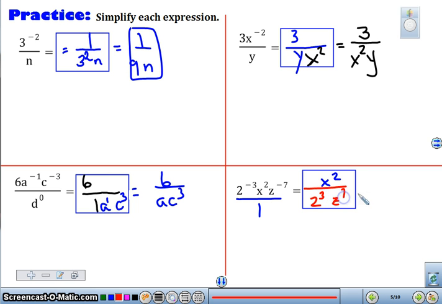Z to the seventh moves to the denominator. Our final answer is x to the second over 2 to the third, which you should have had memorized, was 8, and z to the seventh. Again, if you wanted to put a 1 out in front, you could have a 1 here.